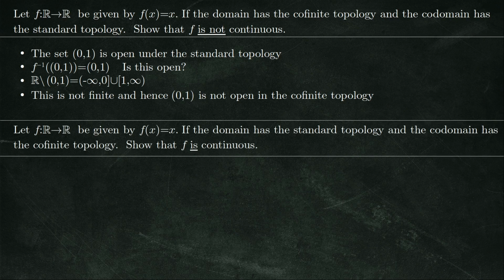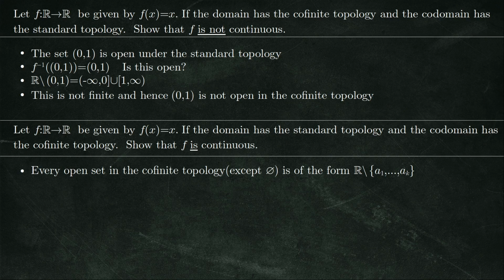For the next example, we've swapped the topologies on the domain and codomain. In this case, show that f is continuous. Okay, have a go on your own and then come back to the video. Okay, now you've had a go.